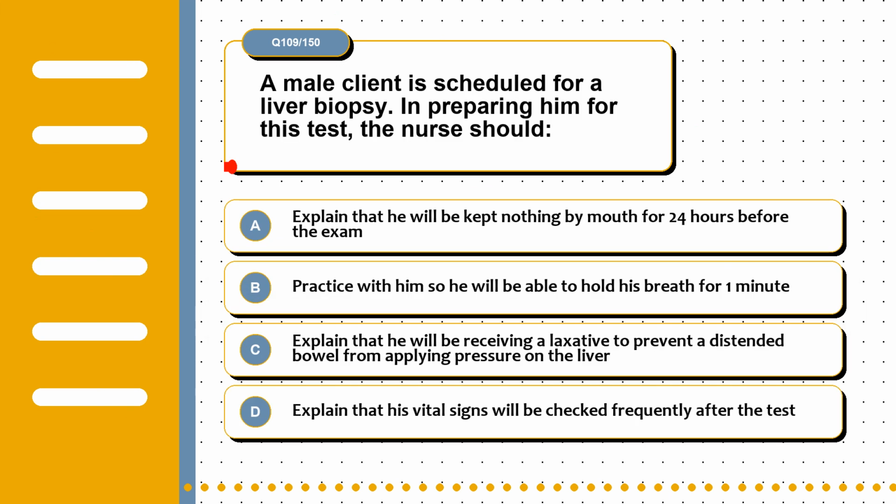Question 109. A male client is scheduled for a liver biopsy. In preparing him for this test, the nurse should. Here are the options. Option A. Explain that he will be kept nothing by mouth for 24 hours before the exam. Option B. Practice with him so he will be able to hold his breath for 1 minute. Option C. Explain that he will be receiving a laxative to prevent a distended bowel from applying pressure on the liver. Option D. Explain that his vital signs will be checked frequently after the test.